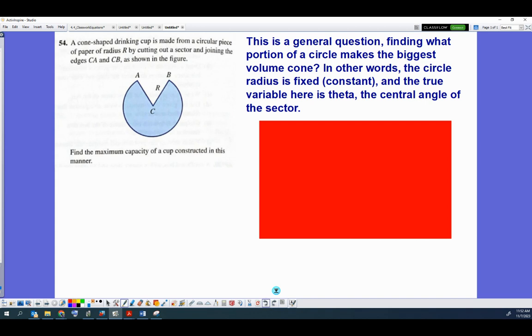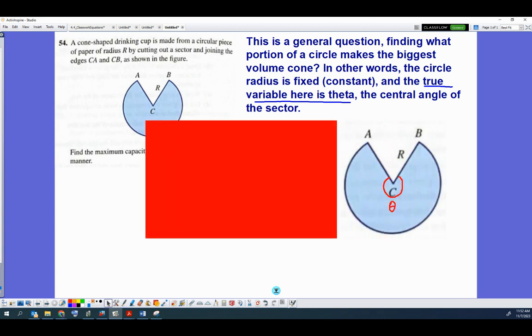Anyway, so one way to think of this, we could use a central angle here of theta, which would represent our main variable then, because you can get the radius and height of the cone in terms of theta. But honestly, and I wrote that here, the true variable is theta, but I think we can do this problem without really getting into theta. So I'm going to show this.